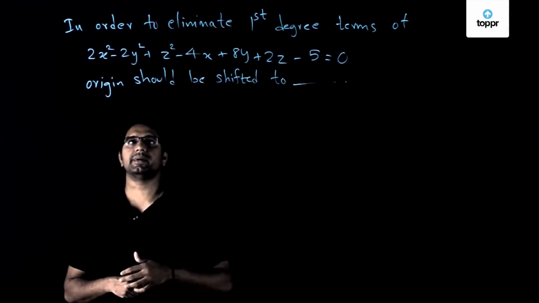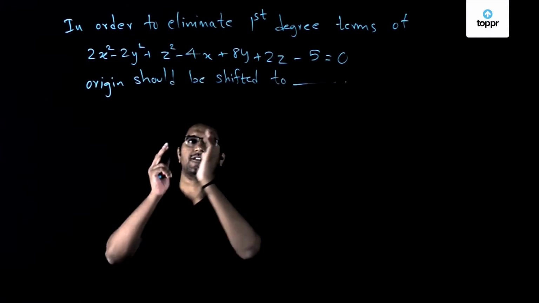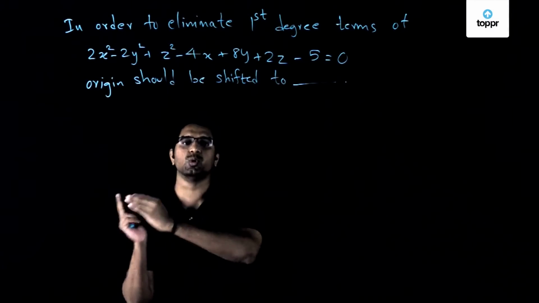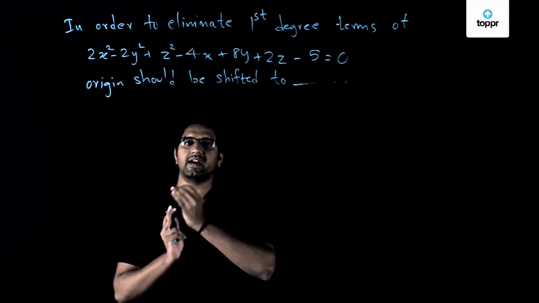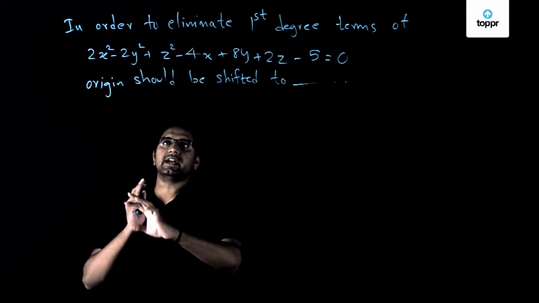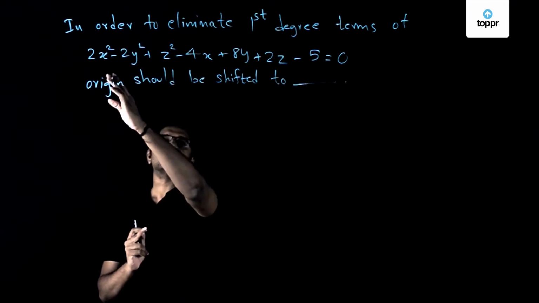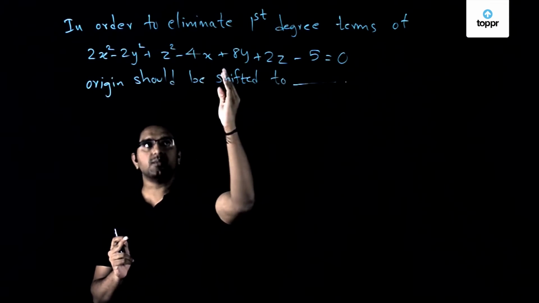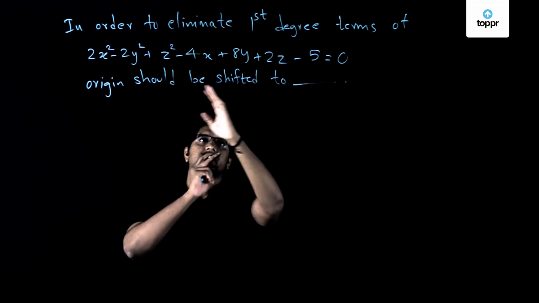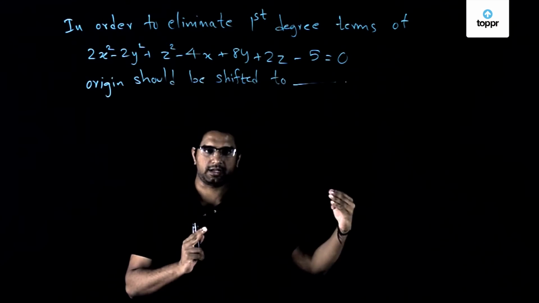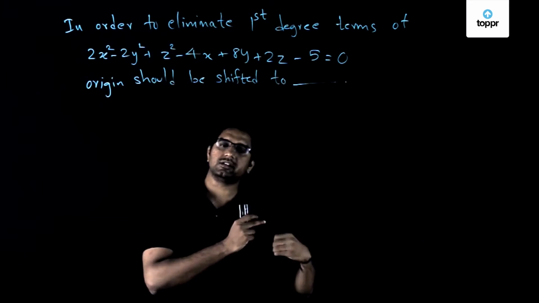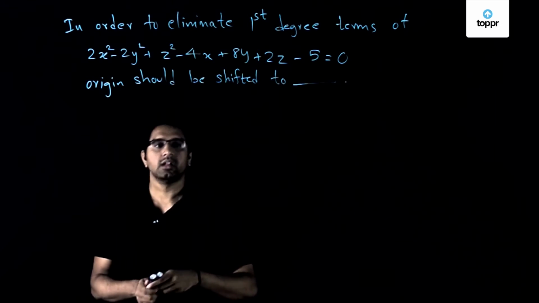In this problem, we have been asked to find the new place of the origin, or in other words, where we have to shift the origin, so that the locus represented by this equation, which is a second order equation with first order terms, has its first order terms eliminated. In order to do that, we need to find the new place of the origin.